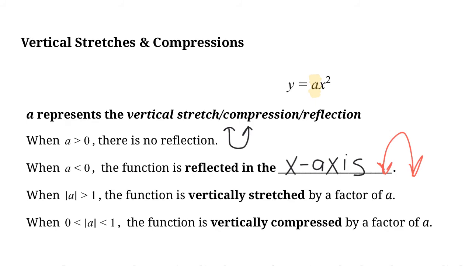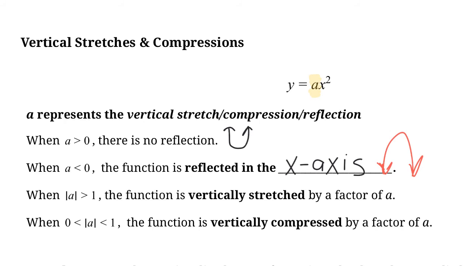Now, in terms of how to tell if your parabola is going to be stretched or compressed, you are going to look at the actual number of your a value. So if your a value is greater than 1, so you have a number bigger than 1, we're going to say that our parabola is vertically stretched by a factor of a. So for example, if your a value is 10, you're going to say your parabola is vertically stretched by a factor of 10.